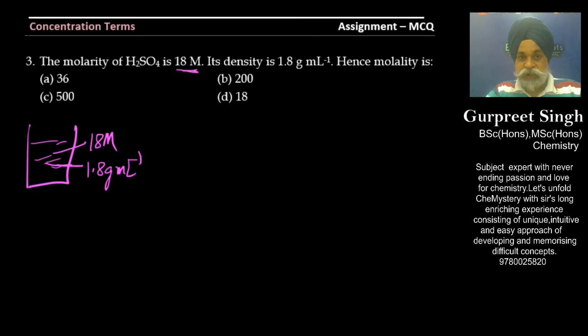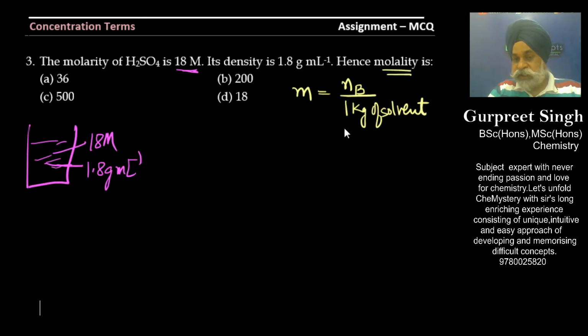So what you wanted to find out? Now here comes a new term in front of you, molality, which is designated by small m. Molarity is the number of moles present in a liter of solution. In molality, we say the number of moles of solute present in 1 kg of solvent. The number of moles of solute present in 1 kg of solvent is what you call molality.